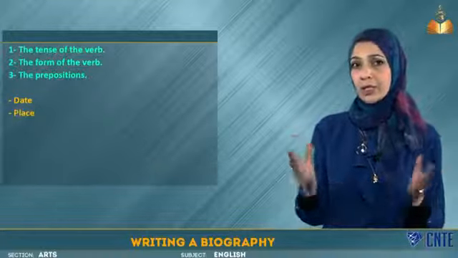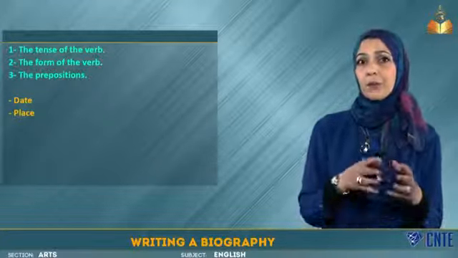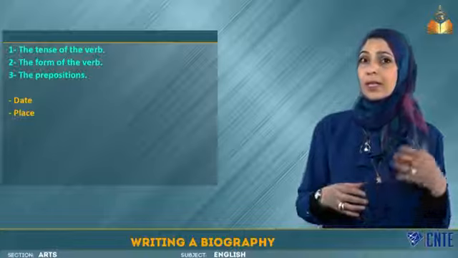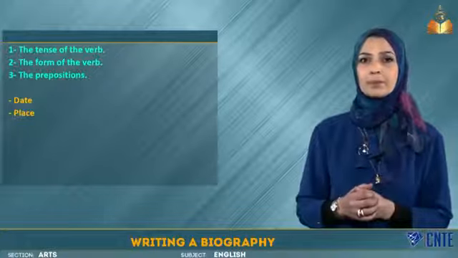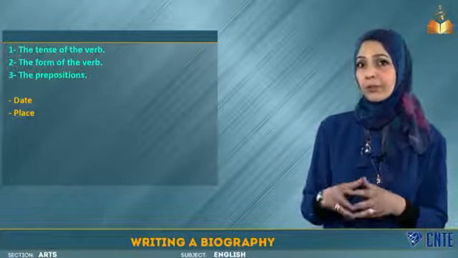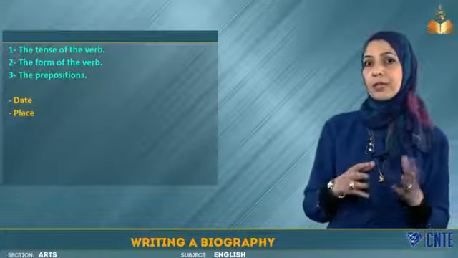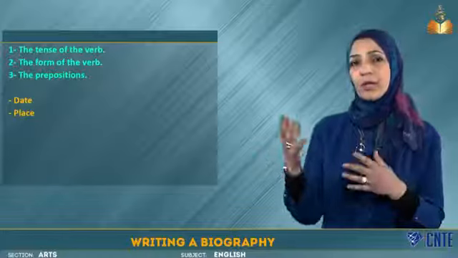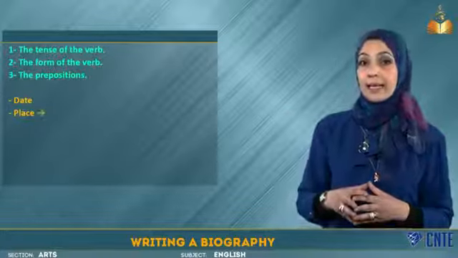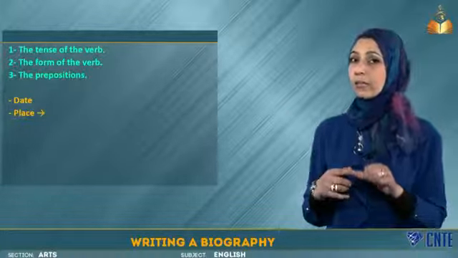Now that we've finished explaining the adequate use of prepositions with the date, let's focus on the place. In general, in biographies, we are interested in the place or places of birth and death of the person we are writing about. This place is generally a country.